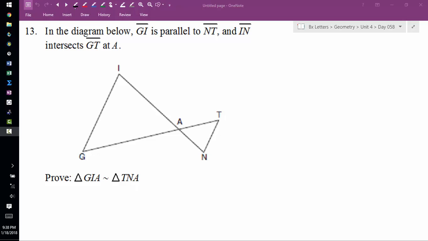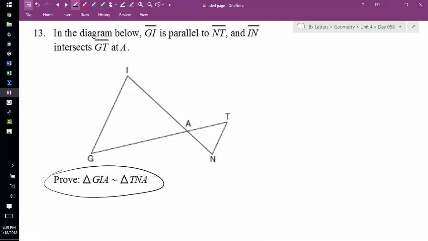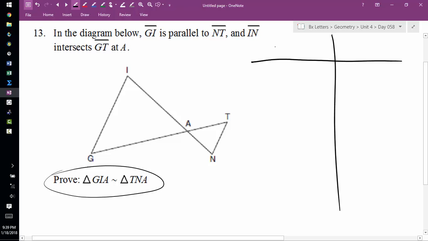Last but certainly not least, we have an interesting problem. We have a proof, and this is a straight up reasons problem. They're not going to tell you how to prove it, they're simply going to say, prove it. And when you see that, you immediately got to be thinking a two-column proof, where you're going to have your statements, your reasons, and the first thing you're going to do is you're going to label your givens.